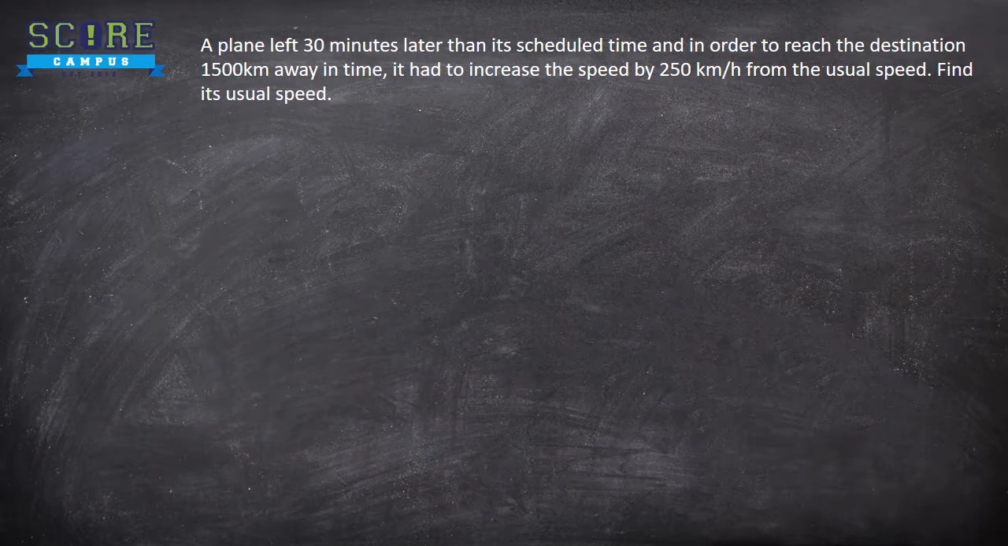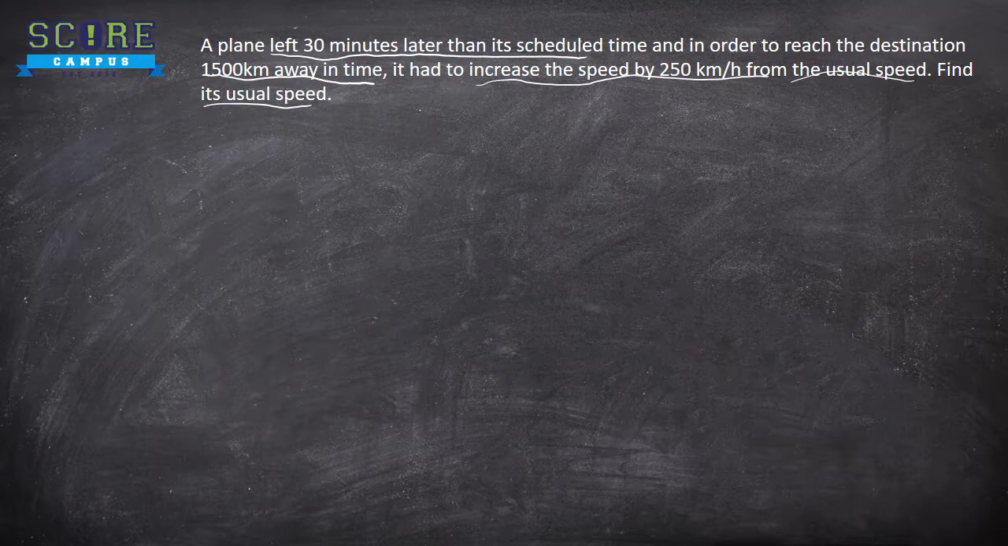So now in this second question, a plane left 30 minutes later than its scheduled time, and in order to reach its destination, which was 1500 kilometers away, in time, it had to increase the speed by 250 kilometers per hour from the usual speed. Now find its usual speed. Again, please pause this video at this point, go through the question again, understand it, and try the question yourself before you look through the solution.